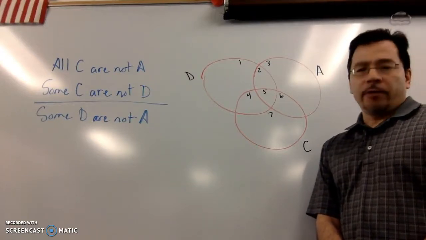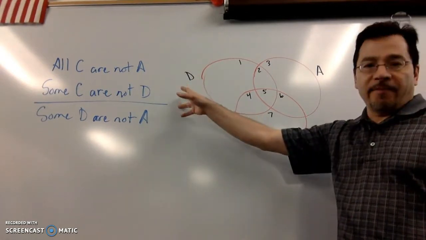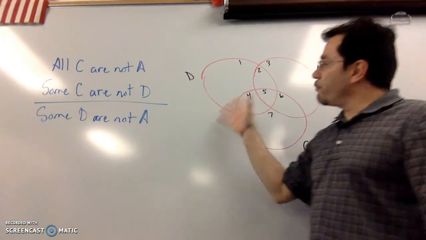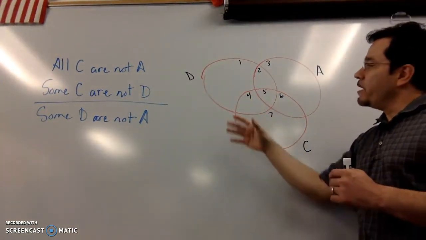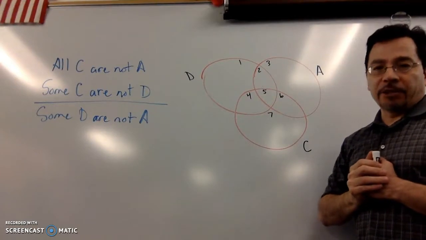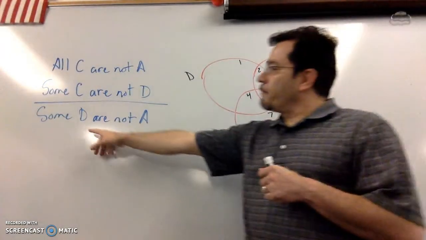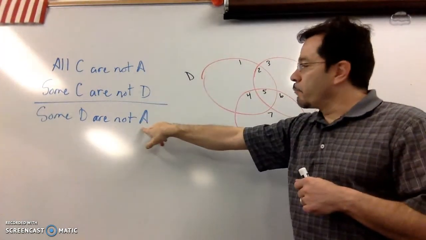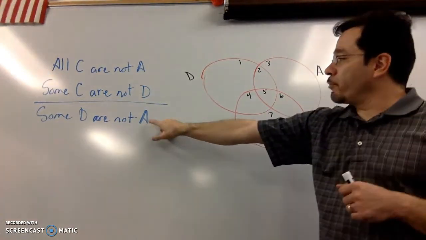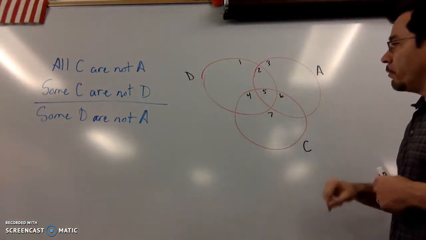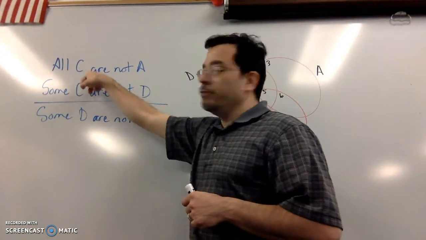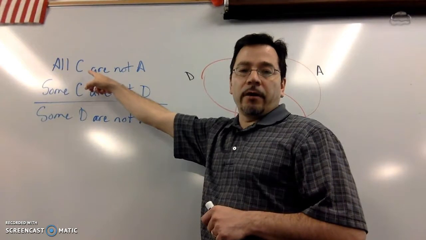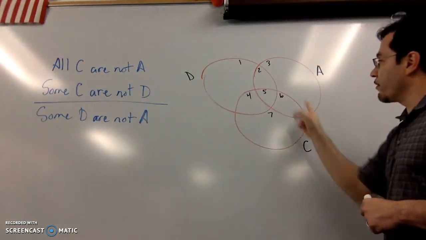In this tutorial, I want to look at this particular type of categorical syllogism where we have a universal and particulars. So this particular syllogism is going to involve shading and drawing X's, and I want to show you how that goes. So if you look here, we have our subject term, D circle, predicate term, A, major term, and our A circle. And again, the term that appears two times in the premises but nowhere in the conclusion, that's our C term. And you can see that this is our C circle.